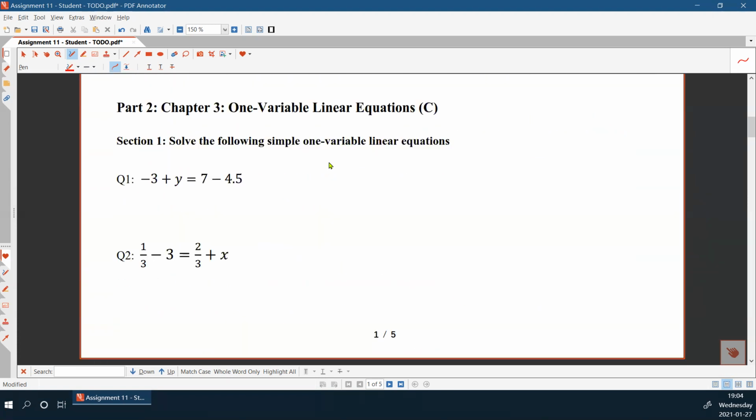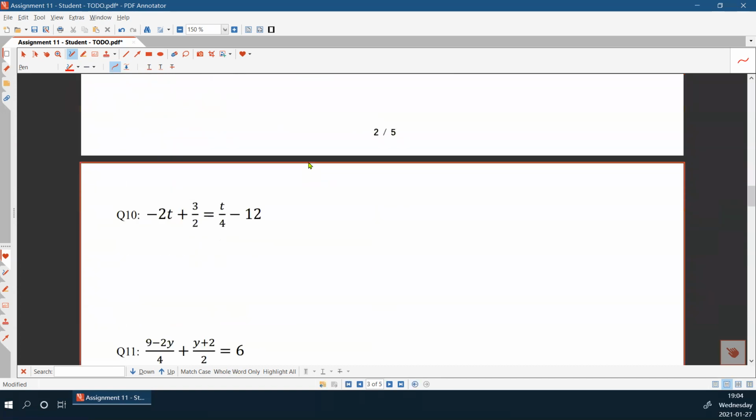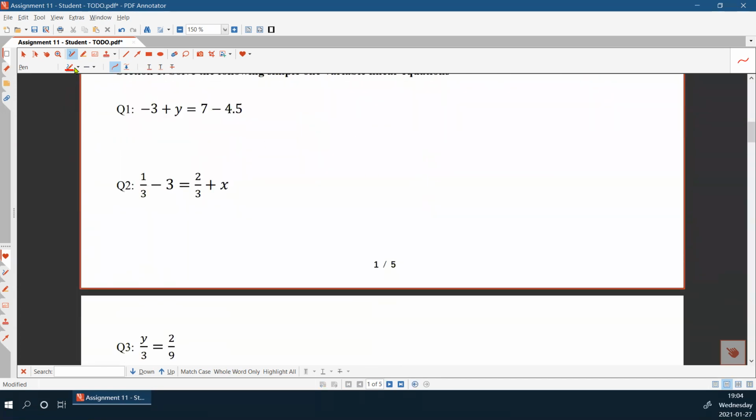All right? Okay, so let's start from the simple ones. Question one to question 10. These are the simple ones. The solution is quite obvious. For example, for question one, this is a simple one variable linear equation. So the only thing we need to do is to merge all the one order terms and the coefficients and the constants. Here, minus 3, 7, and minus 4.5 are all the constants, right? So we can merge them.